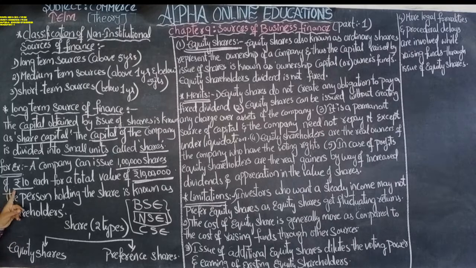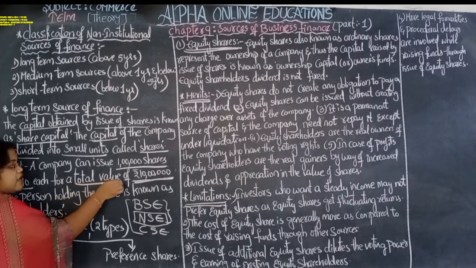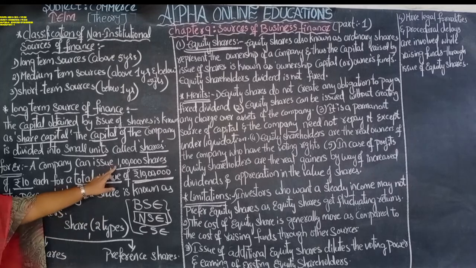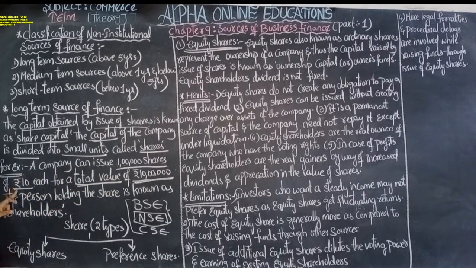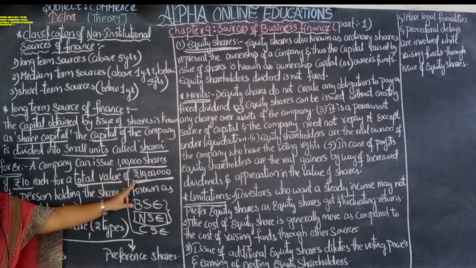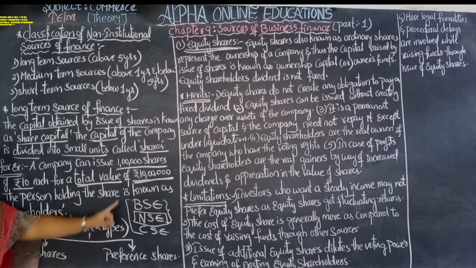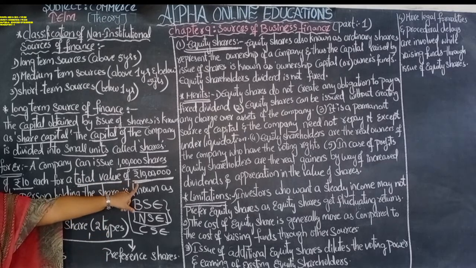10 rupees. Now if you want to know the total value of the capital, then you have to multiply the number of shares into the price per share. Number of shares into price per share, then you will get the total value of the capital, that is 10 lakh rupees.